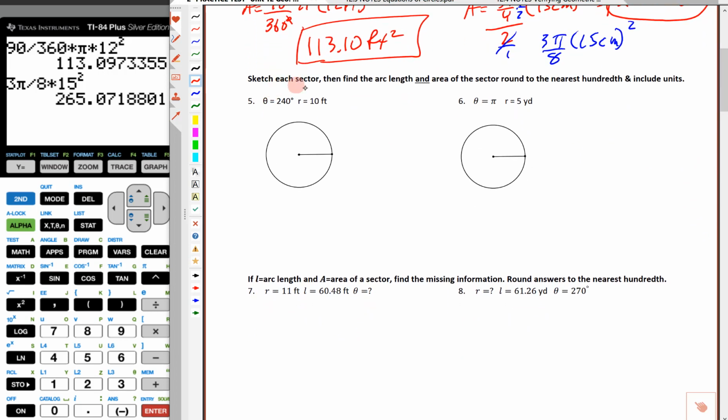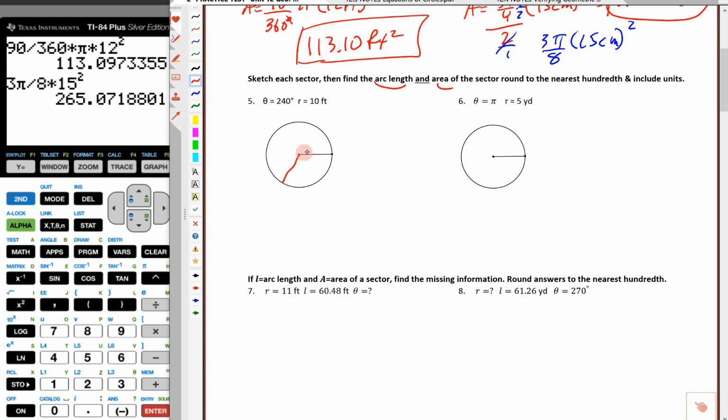This says sketch each sector and then find the arc length and the area. So we have to do arc length and area. And same thing, round to the nearest hundredth and include units. So on this one right here, let's see, 240 degrees. So 90 would be right here, 180 degrees would be right here. We should be pretty good at this by now.